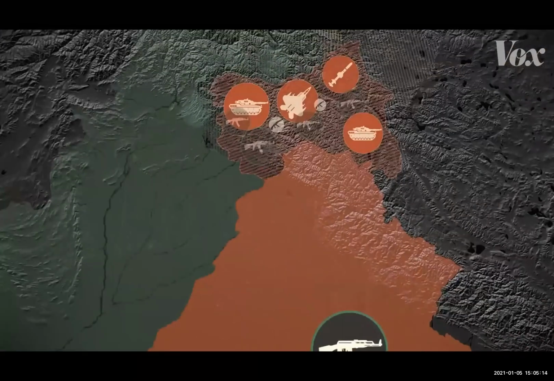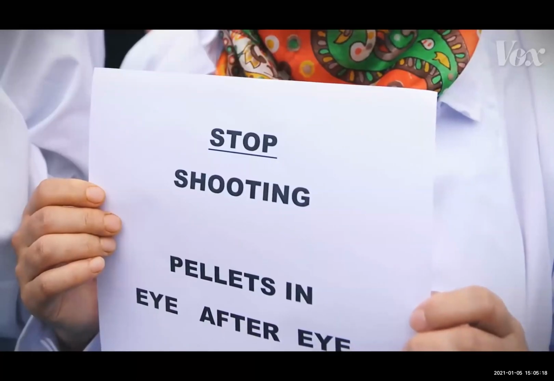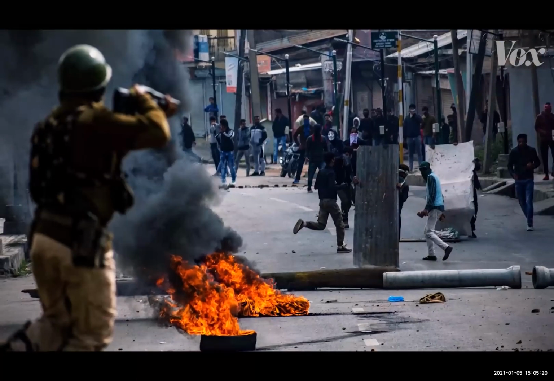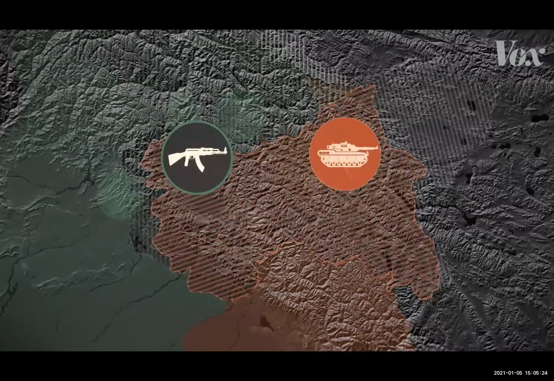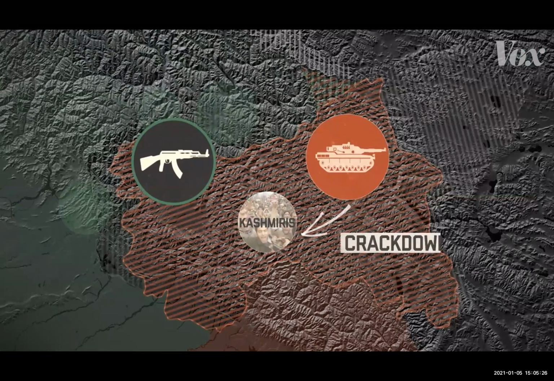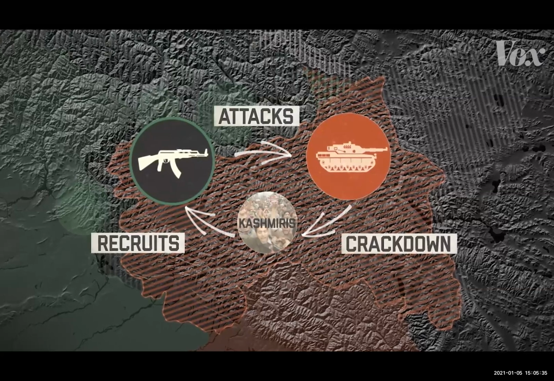Meanwhile, Indian military cracked down in Kashmir, firing bullets and pellets on unarmed protesters, leaving hundreds wounded and blind. This is the vicious cycle of violence. The Indian Army's crackdown drives some Kashmiris to join Pakistani-backed militant groups who carry out violence against the Indian forces. It's a cycle that Kashmiri civilians are stuck in the middle of.